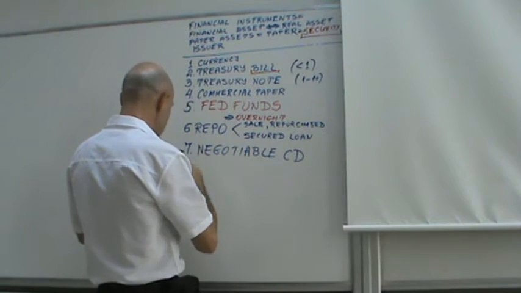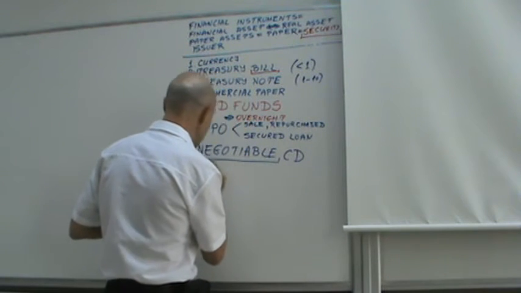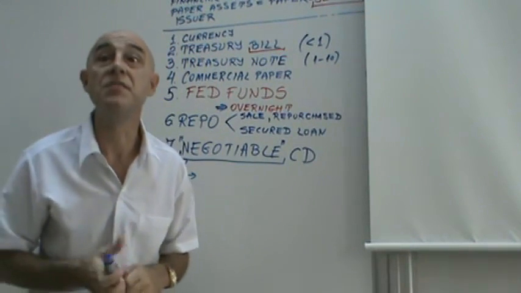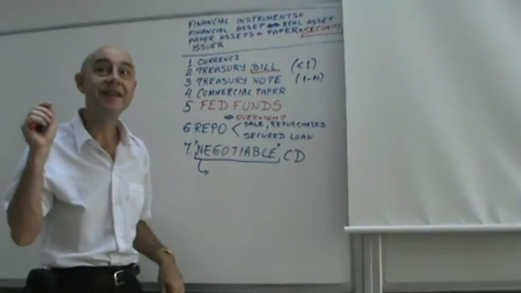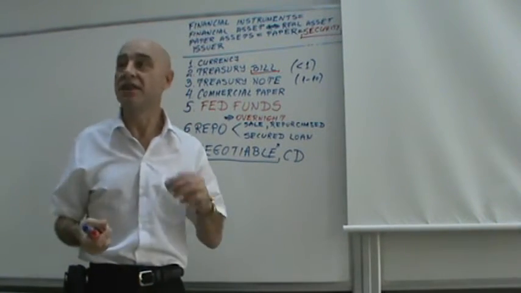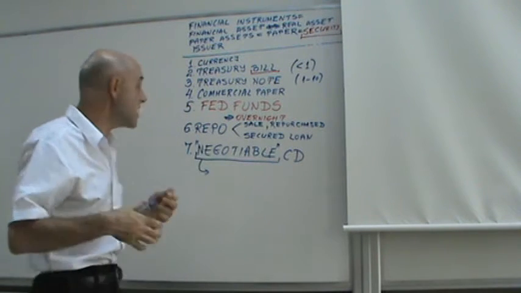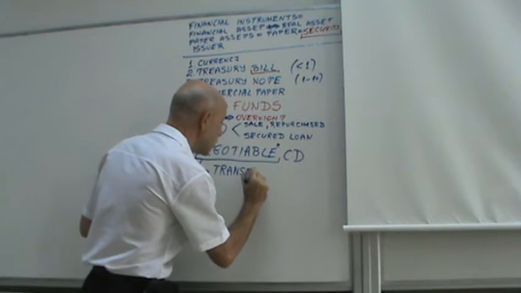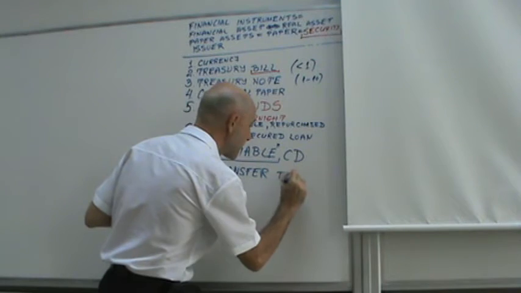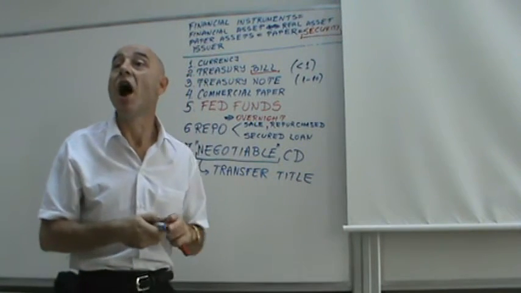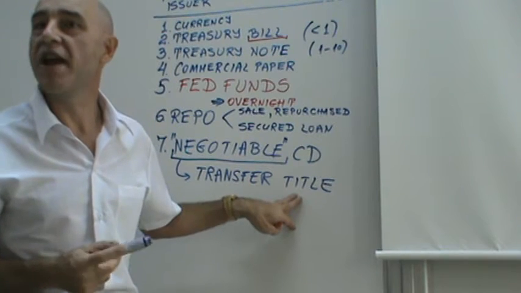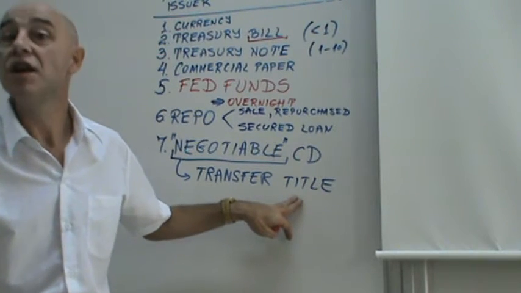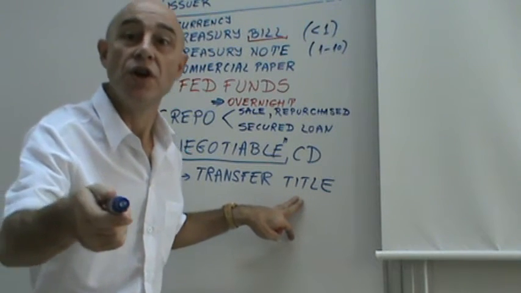Now, the word negotiable has a very special meaning. It means that it can be traded. There's an exact legal meaning. It means that you can transfer the title. In other words, ownership can change hands. If it's your CD, you can transfer it on to her.